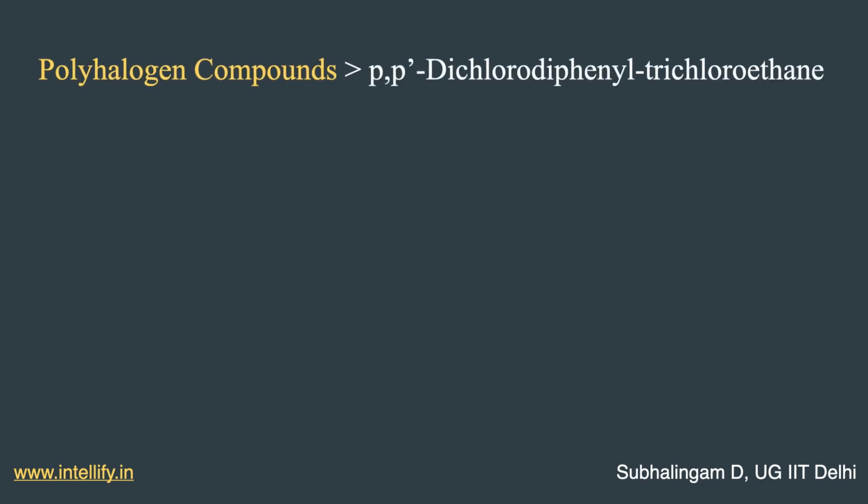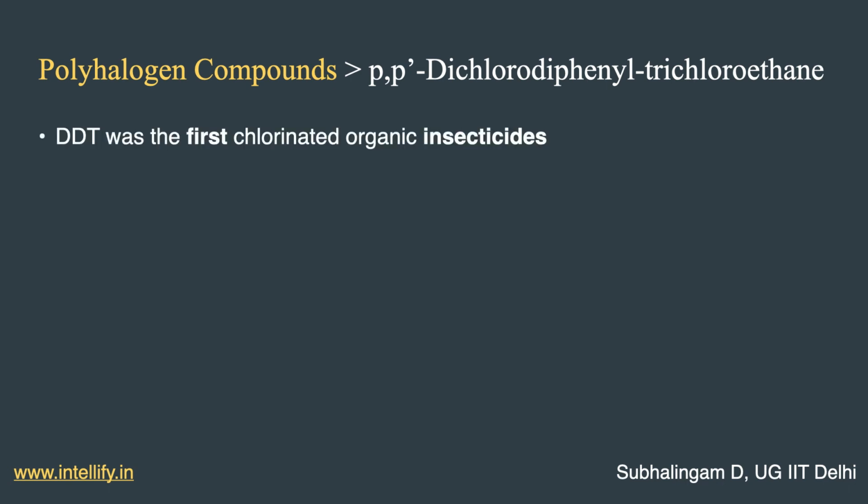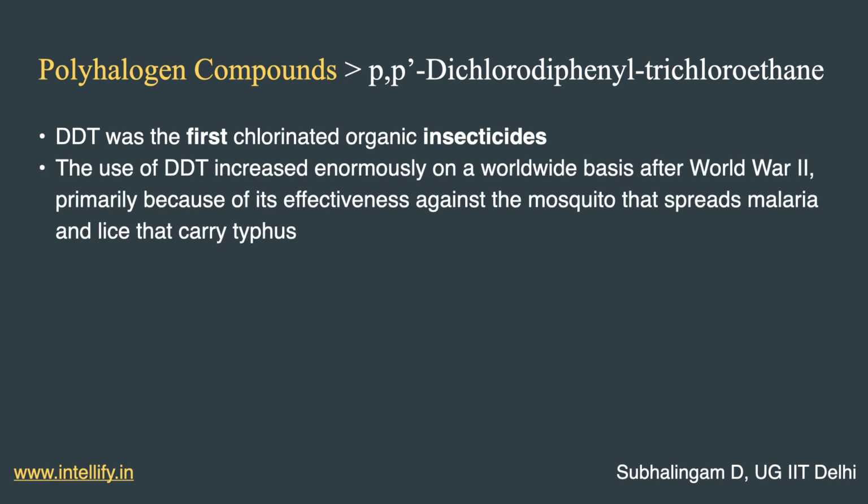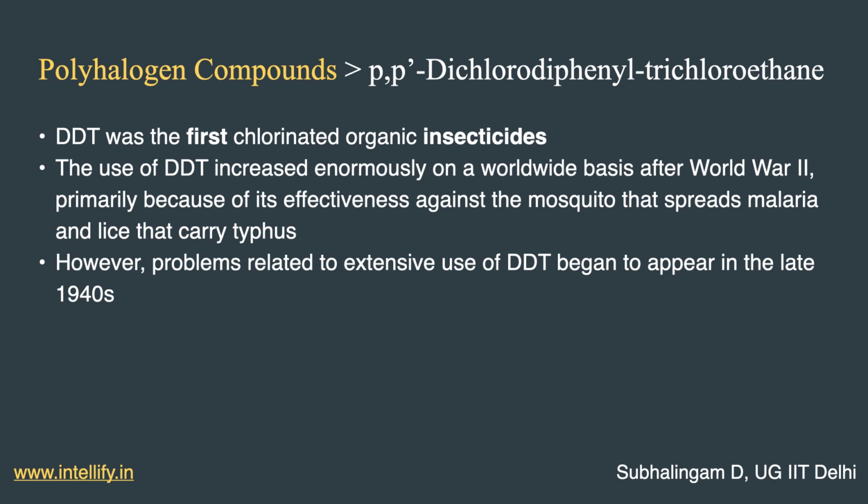Finally, we will move on to DDT, that is the last compound that we are going to see. DDT was the first chlorinated organic insecticide. The use of DDT increased enormously on a worldwide basis after World War II, primarily because of its effectiveness against a mosquito that spread malaria and lice that carry typhus.